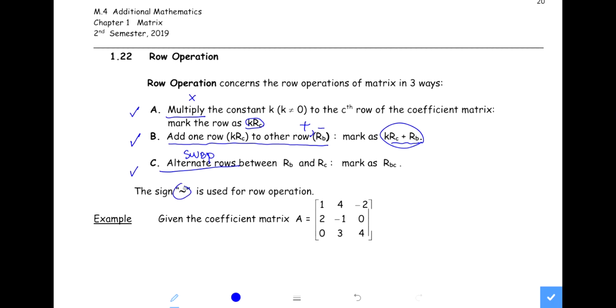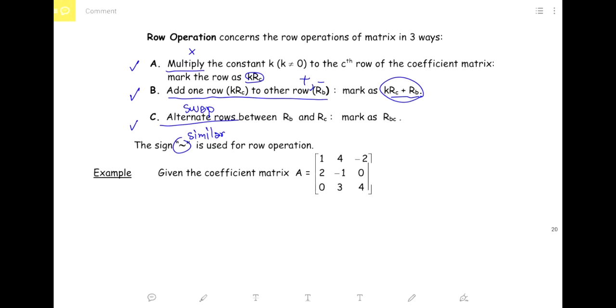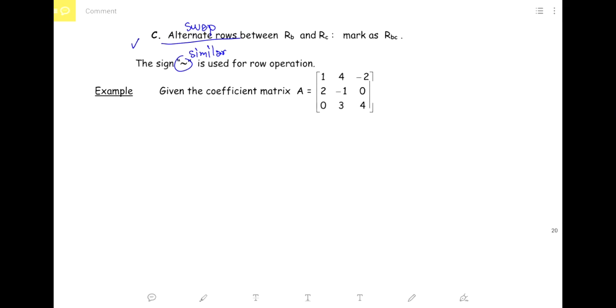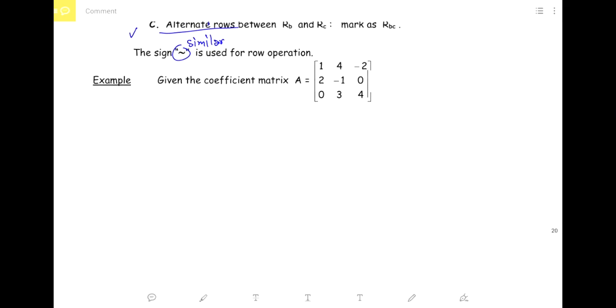And we're gonna use this symbol. It is not equal, but the symbol looks like a little worm. It's called similar because you will operate on something and change the original into something similar. It doesn't look the same, but it's similar. Okay, so let's see what we can do. This one, we have a coefficient matrix like this.